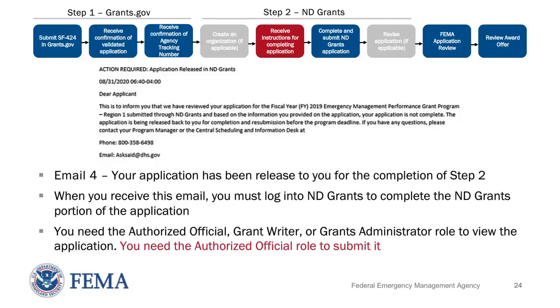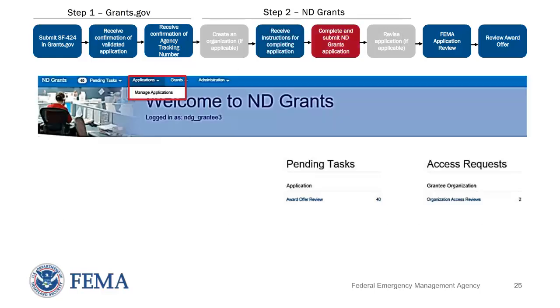Once your application has been associated to an organization, your Program Manager will determine if your application is eligible. If considered eligible, you will receive an email to inform you that the application has been released to you for completion in ND Grants. When you receive this email, you must log into ND Grants to complete Step 2 of the application process. You will only be able to see your application if you have the Authorized Official, Grant Writer, or Grants Administrator role in ND Grants. You can only submit the application if you have the Authorized Official role.